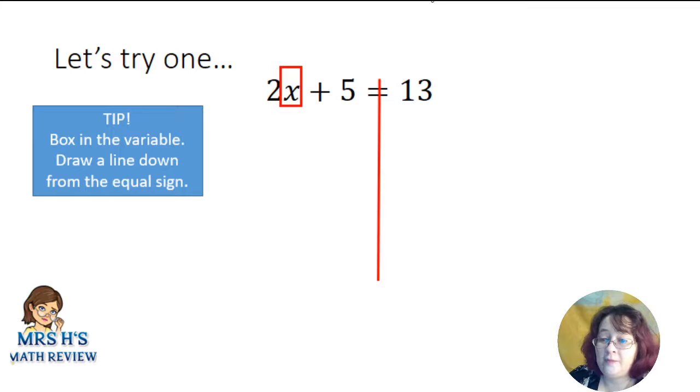Boxing in the variable reminds me what I need to get by itself, and it shows me very clearly what I have to get rid of. Drawing the line down reminds me that what I do on one side, I have to do on the other in order to balance out the equation and keep it equal.